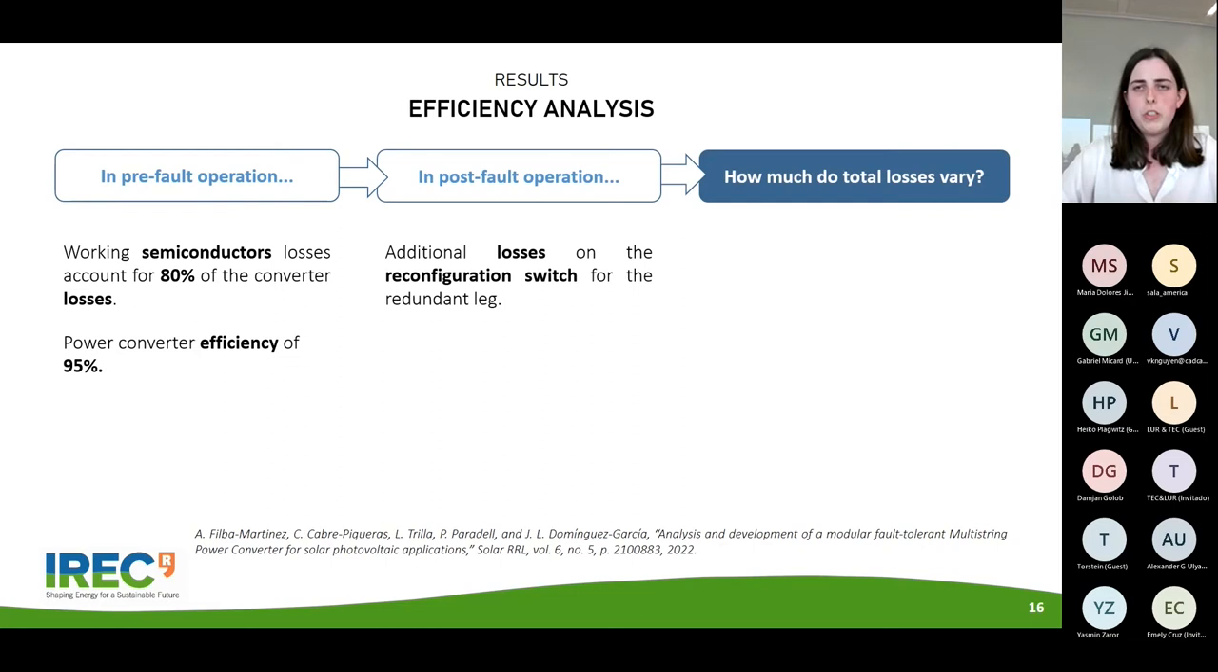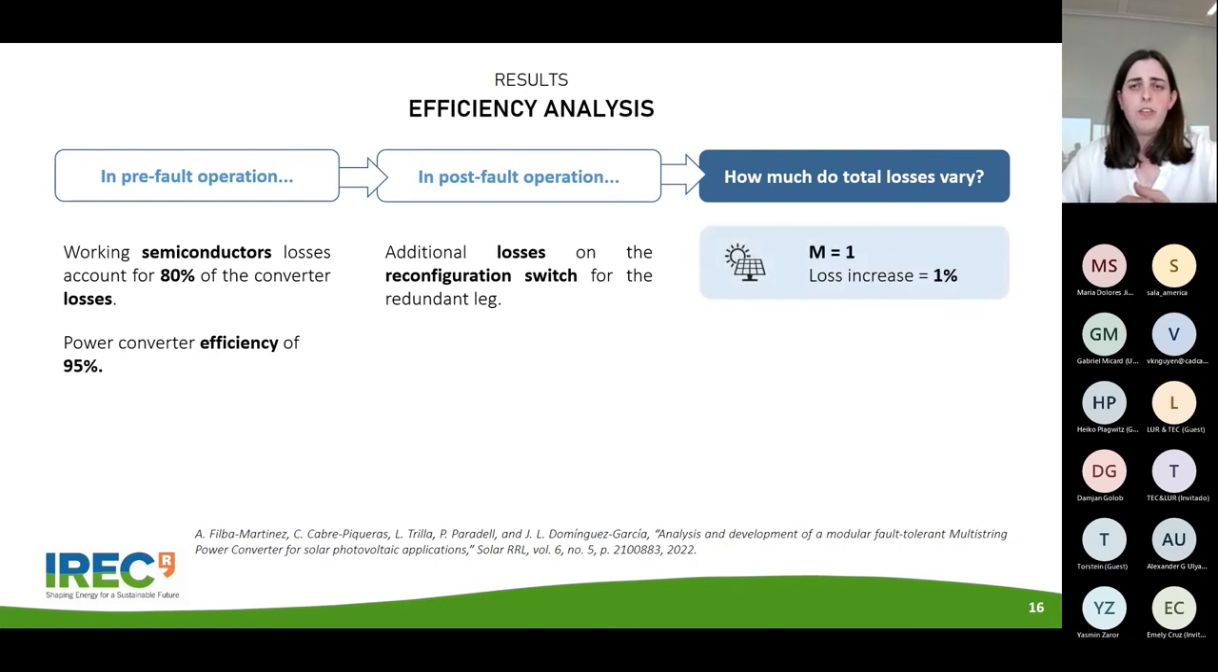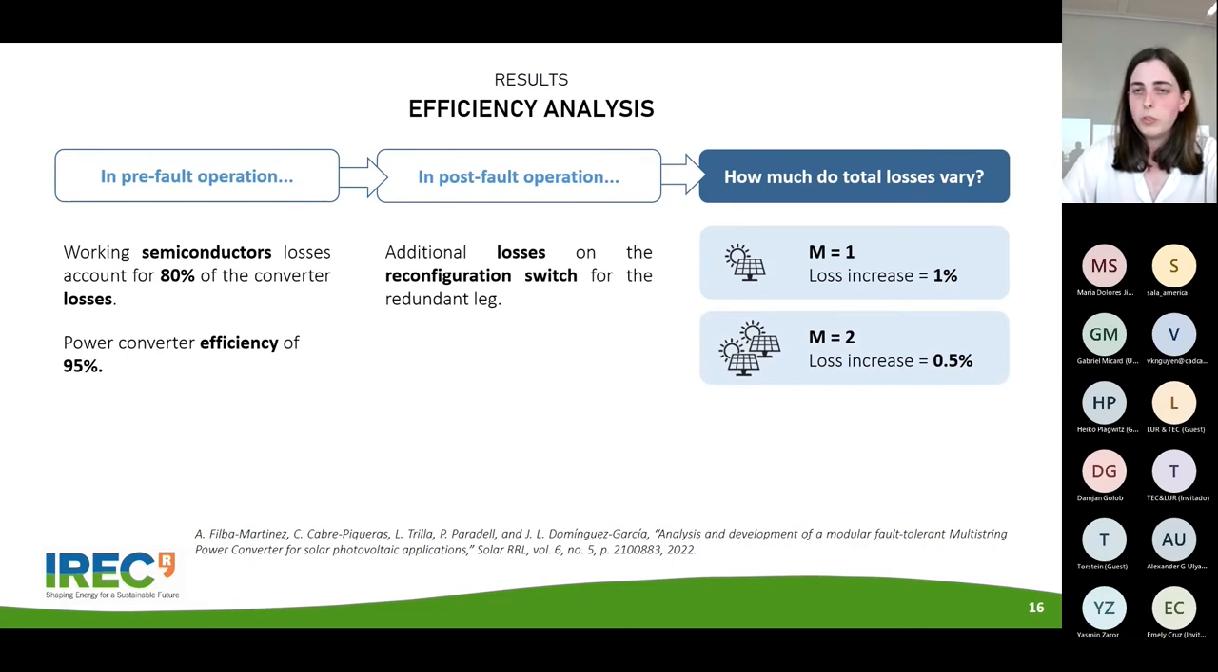So how much do total losses vary? Well, this depends on the number of modules that we take into account, but they are very little. For example, for one module only, the loss increase for this reconfiguration switch is 1% compared to pre-fault operation. When considering two modules, the loss increase is only 0.5%.